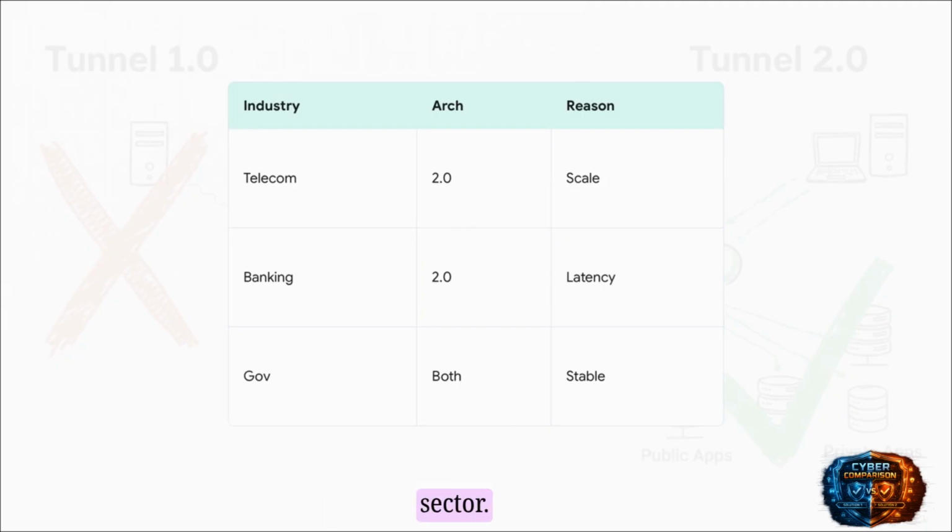But look at the government sector. They heavily prioritize stability and predictability above all else. So both actually work perfectly well here. Tunnel 1.0 is totally acceptable for highly controlled environments, while Tunnel 2.0 is there for agencies undergoing modernization.